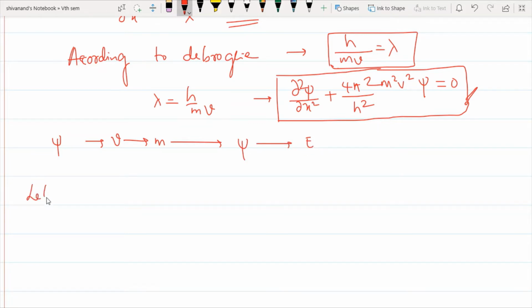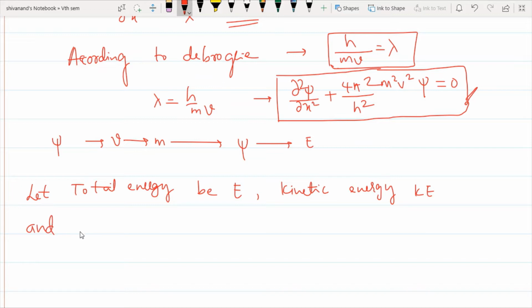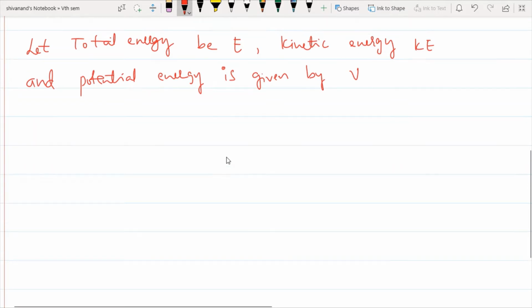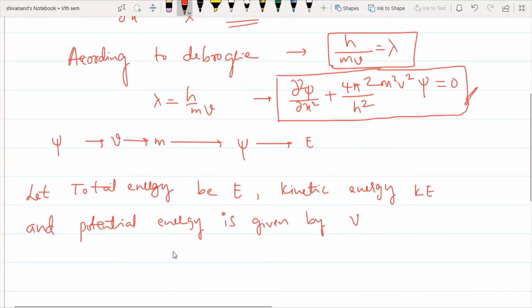Let the total energy be E, the kinetic energy K, and the potential energy be V. From these three, by energy conservation, we can write E = kinetic energy plus potential energy, that is, E = KE + V.